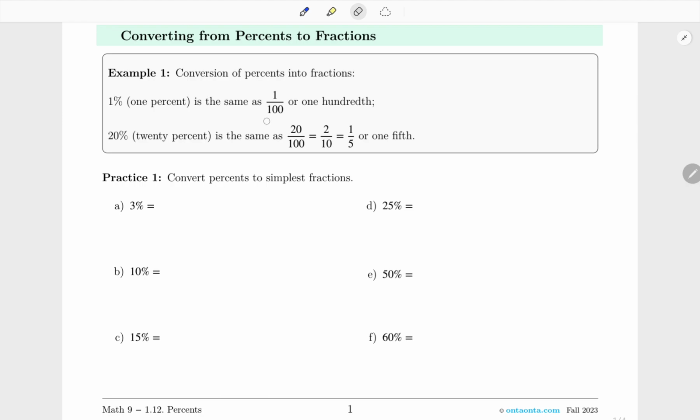1% means 1 out of 100. 20% is 20 out of 100. We can reduce the fraction to 1 over 5.